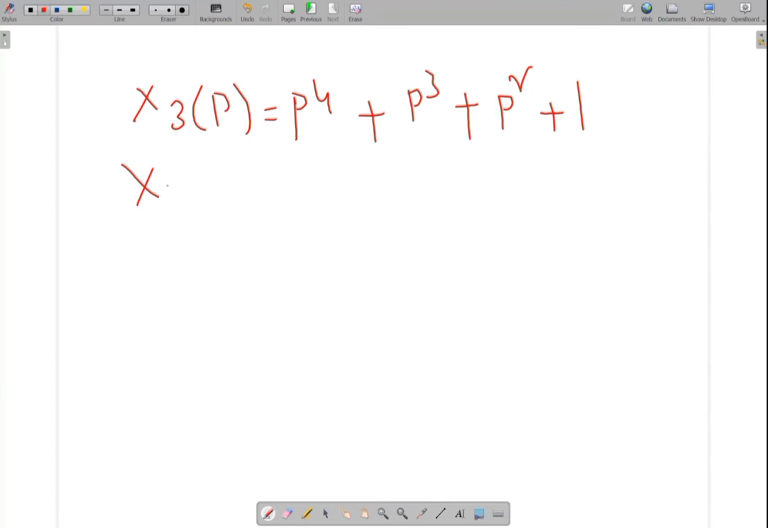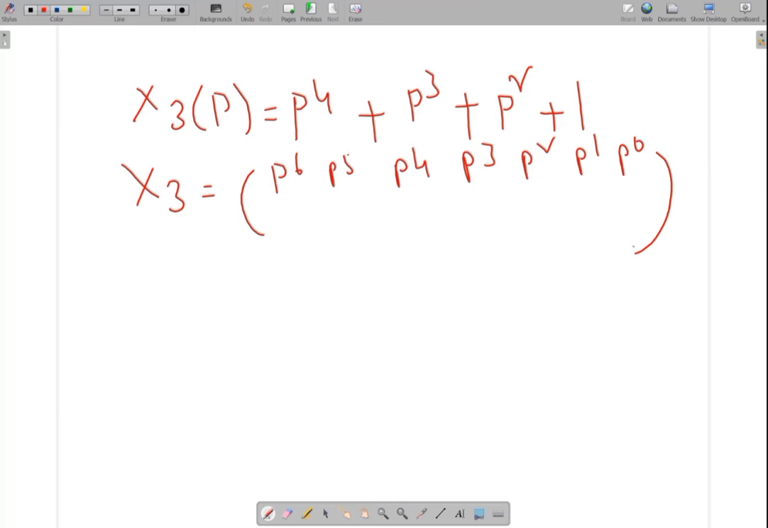x3 vector, encoded vector is here generally p power 6, p power 5, p power 4, p cube, p square. P power 6 coefficient is not there, 0. P power 5 coefficient is also not there. P power 4 coefficient is 1, p cube coefficient is 1, p square coefficient is 1. P coefficient is not there. P power 0, 1, that is 1. This is the x3.